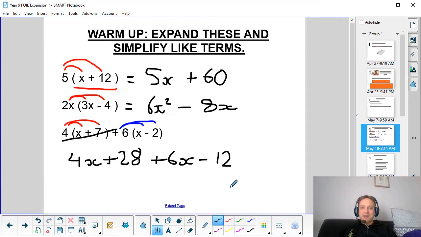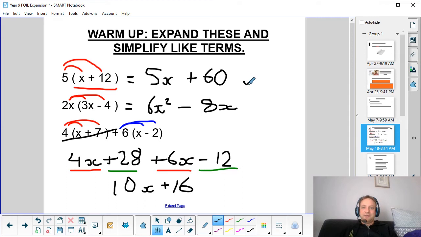And then what you were required to do after that is actually combine up your like terms. So putting these two together because they're both all about the letter x, and putting these two together because they're just numbers. So 4x and 6x makes 10x, and 28 take 12 is positive 16. All right, so if you could handle this and this and that, you'll be well set for today.